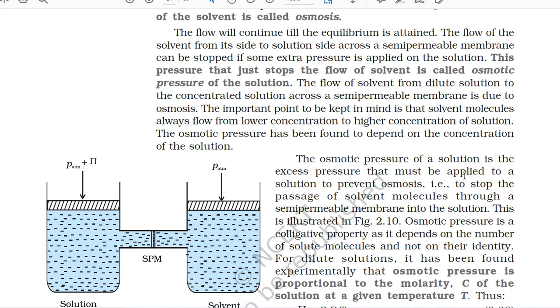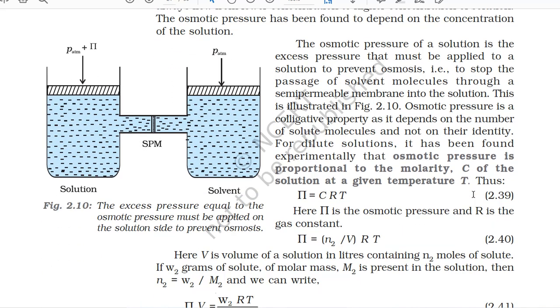The flow of solvent from dilute solution to the concentrated solution across a semi-permeable membrane is due to osmosis. The important point to be kept in mind is that solvent molecules always flow from lower concentration to higher concentration of solution. The osmotic pressure has been found to depend on the concentration of the solution. The osmotic pressure of a solution is the excess pressure that must be applied to a solution to prevent osmosis, that is, to stop the passage of solvent molecules through a semi-permeable membrane into the solution. This is illustrated in figure 2.10.